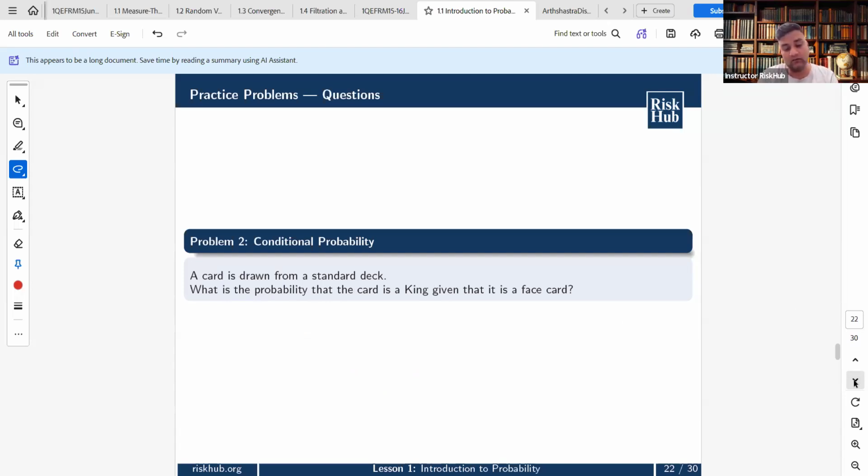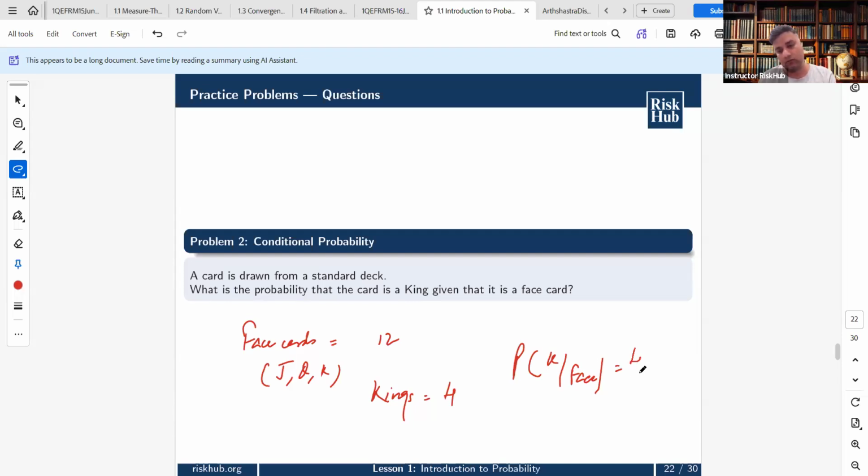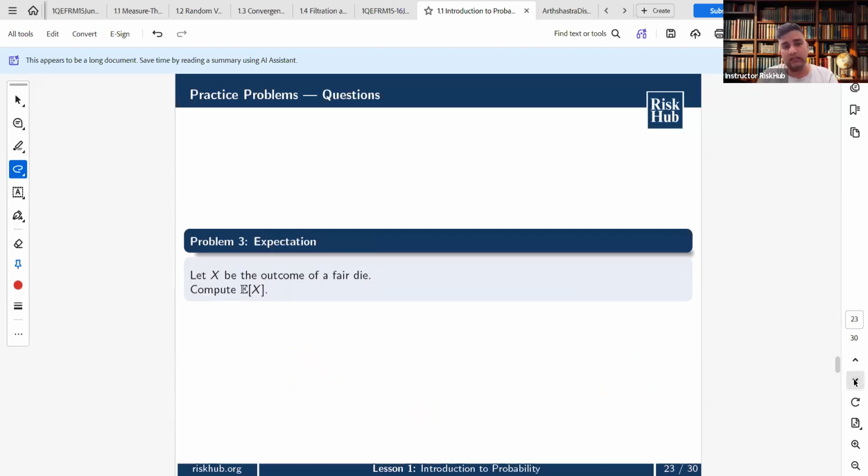Again, how many face cards are there? If you take face cards, J, Q, K, that is 12. Again, kings out of that. How many kings are there? 4. The probability of K given face cards is equal to 4 by 12, equal to 1 by 3. Very simple, very straightforward, right? Then we get into question number 3.